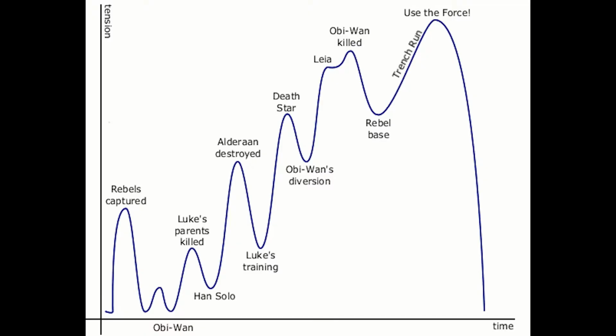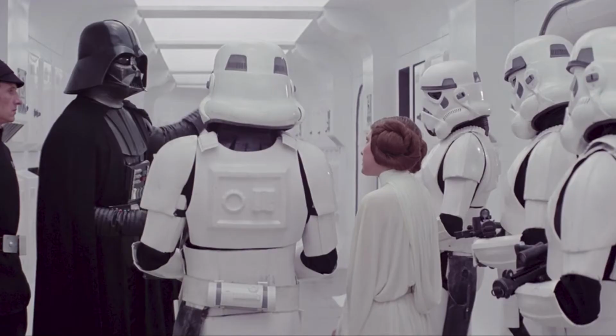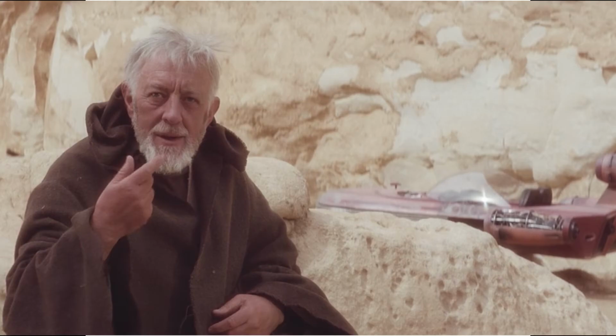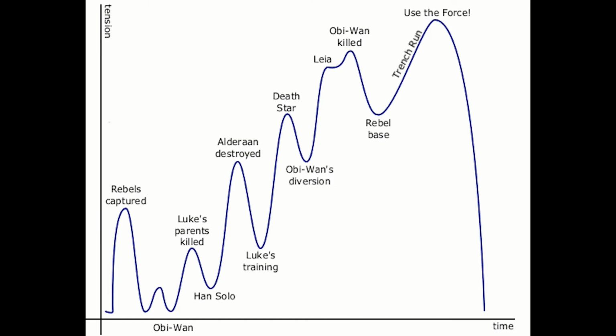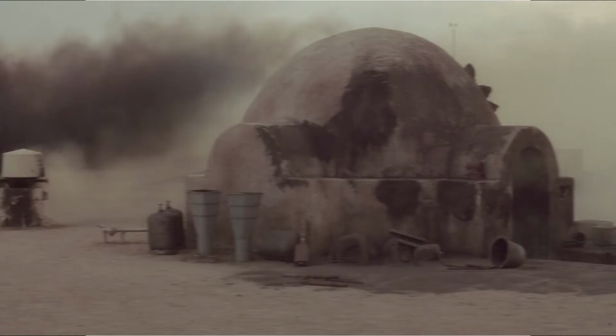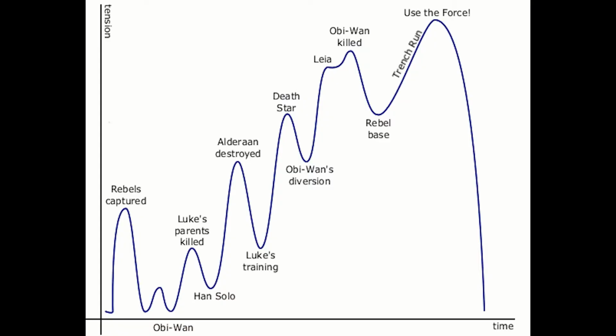Here, you can see the narrative curve for the movie Star Wars. As you can see, the movie starts with an exciting moment where Vader captures Leia. Then, it starts to wind down when we're introduced to Luke and Obi-Wan. It goes up again when we see that Luke's parents are killed, and you probably get the point of where I'm going with this. As you can see, the graph keeps going up until reaching the climax, where Luke uses the Force to destroy the Death Star.